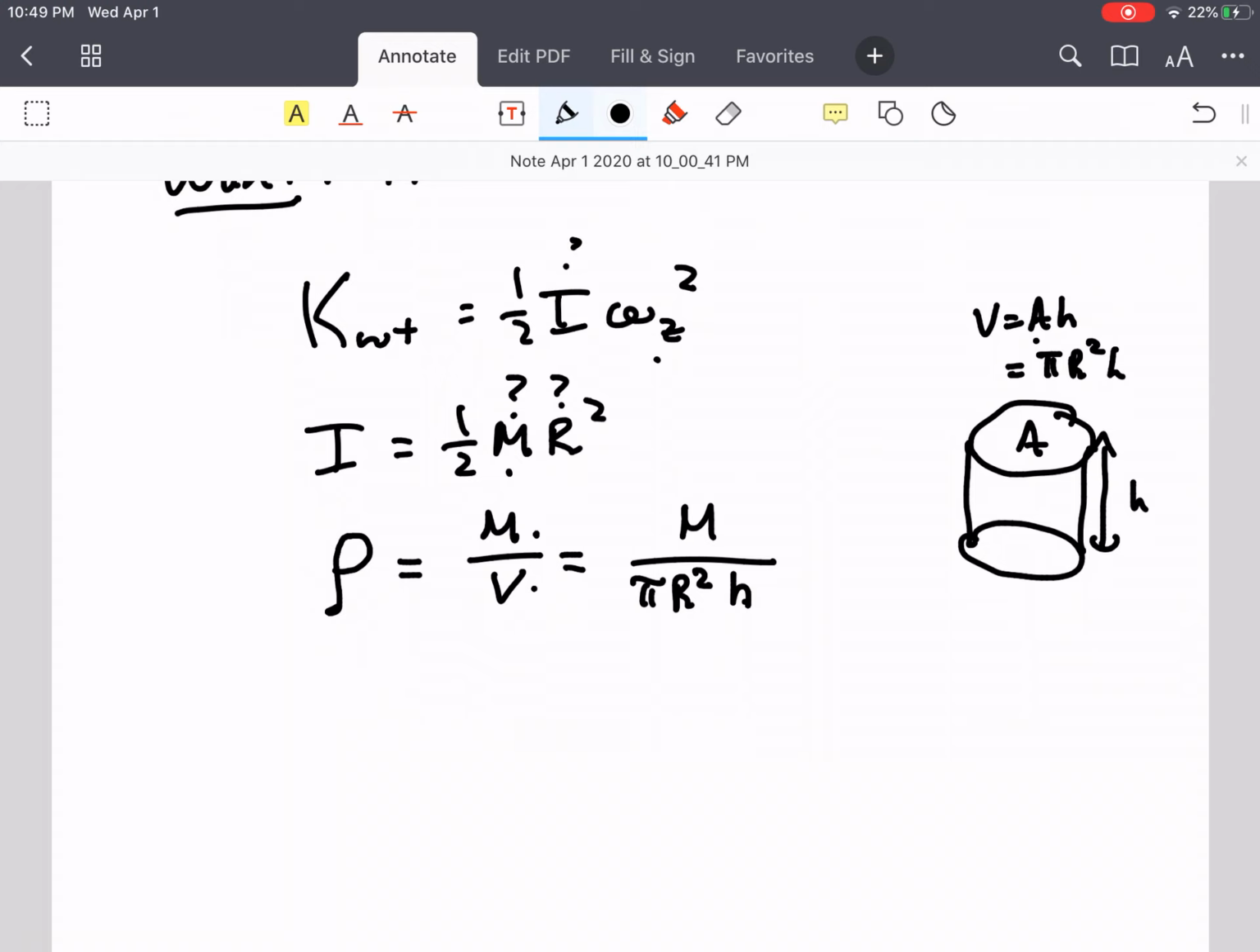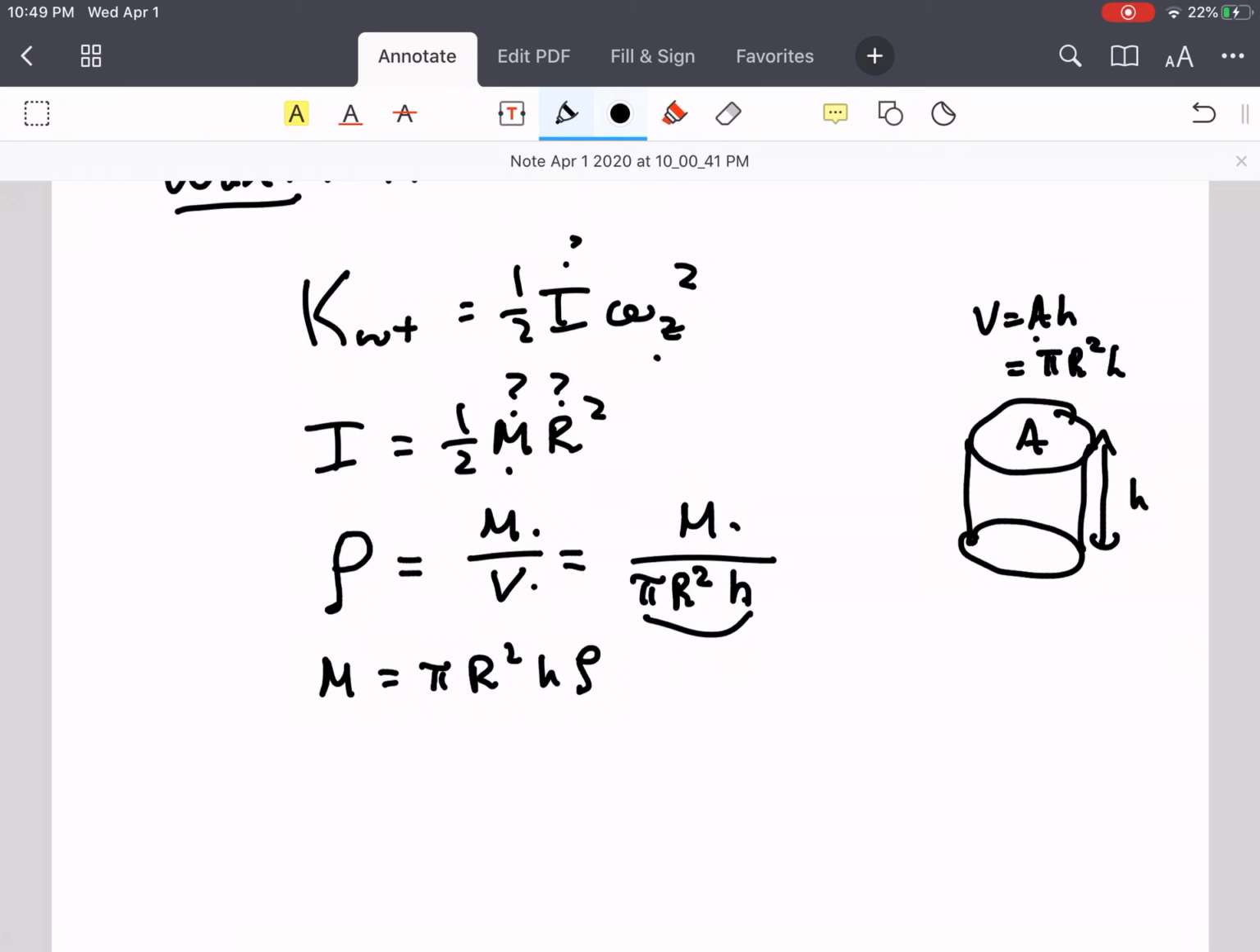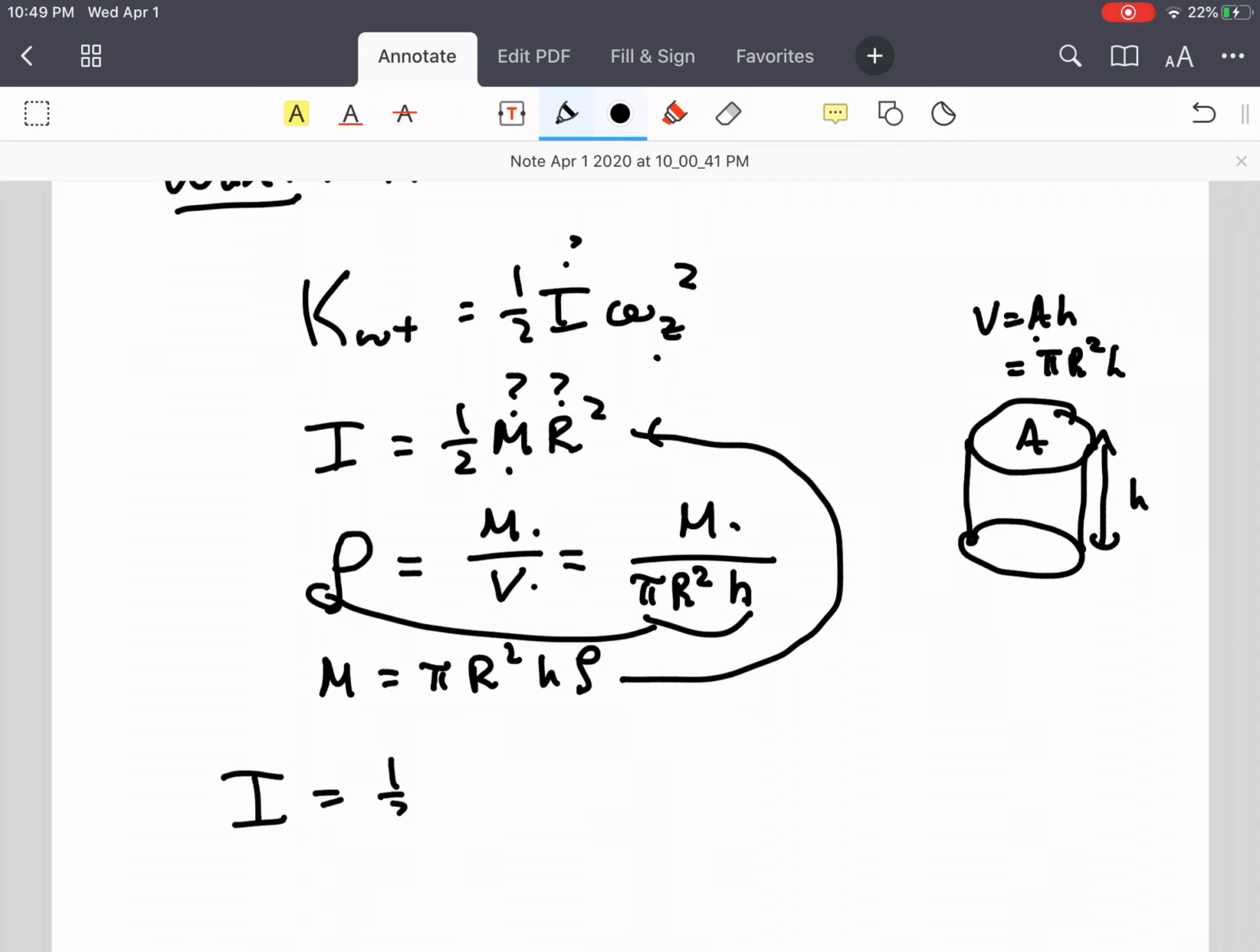And now, since we know everything in this formula except for mass, let's go ahead and solve for mass. Mass is pi r squared h times rho. Brought these guys over to the other side of the equation. I'll plug that in up here. I get that the moment of inertia of the disk is 1/2 times pi r squared h rho times r squared, or in other words, pi over 2 times h rho r to the 4th. I dropped the pi at some point, sorry about that.